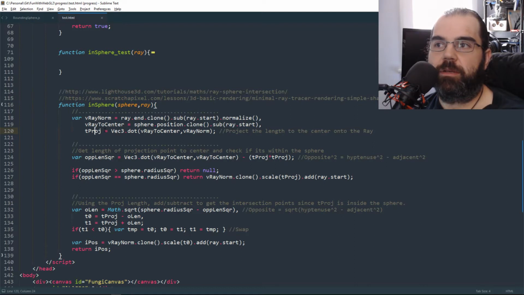Once we have our projection, we're going to do our test. If it's inside the sphere, we're going to calculate its two points of intersection, swap, and then we have our ipose. And same thing here. If it equals, we create our ipose right on the return. So we always get the ipose at the very end.